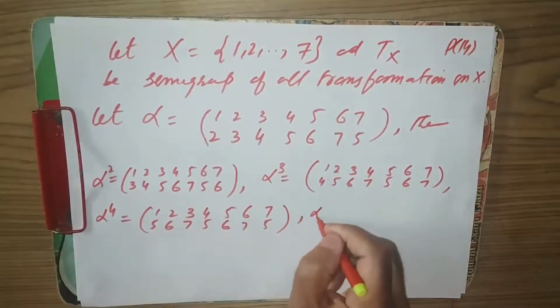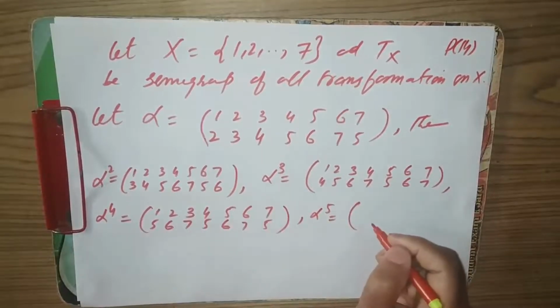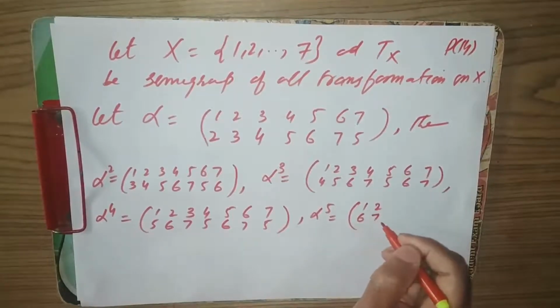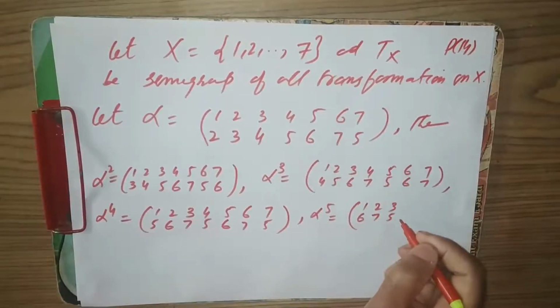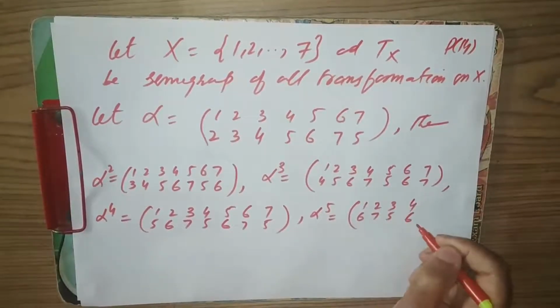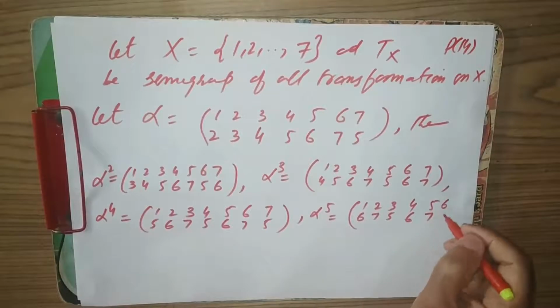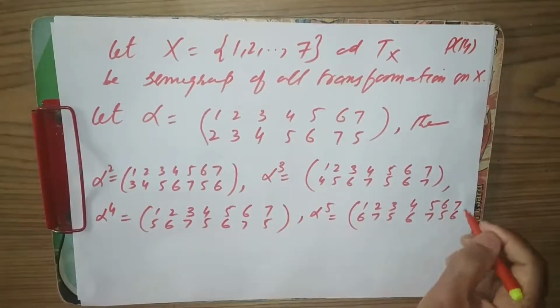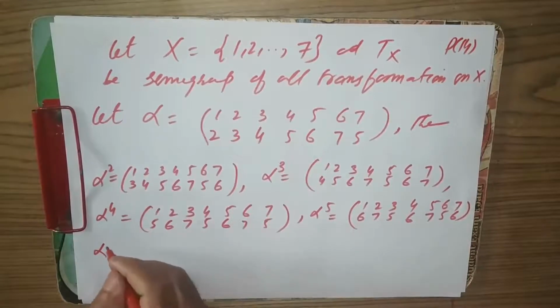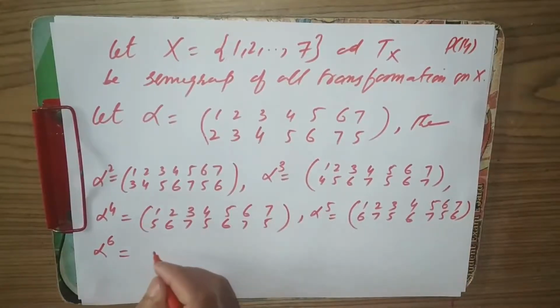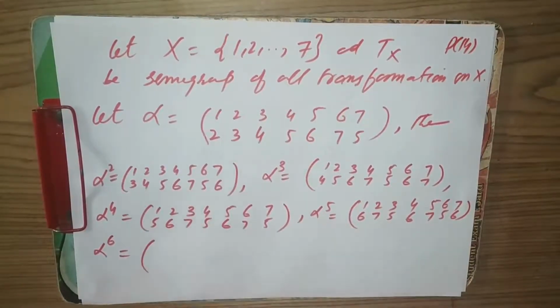And then you can find alpha power 5. 1 goes to 6, 2 goes to 7, 3 goes to 5, 4 goes to 6, 5 goes to 7, 6 goes to 5, 7 goes to 6. Next we find alpha power 6. There is no repetition in these elements, so we have to continue this process until we have a repetition.